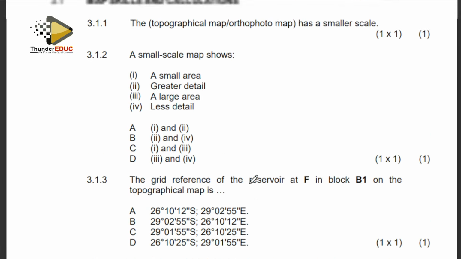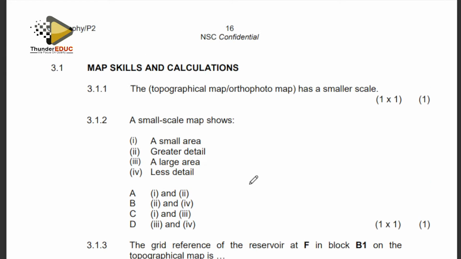It says, the topographic map or orthophoto map. Are we together? The topographic map or orthophoto map has a smaller scale. Which one has a smaller scale? Now, some learners are confused because topo is 1 to 50,000. Ortho is 1 to 10,000. But when you look at this, the number indicates how many times the map can be reduced or enlarged.